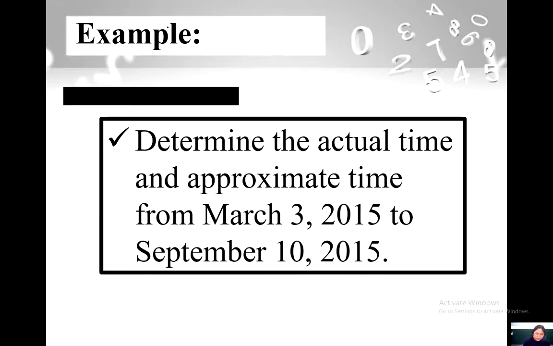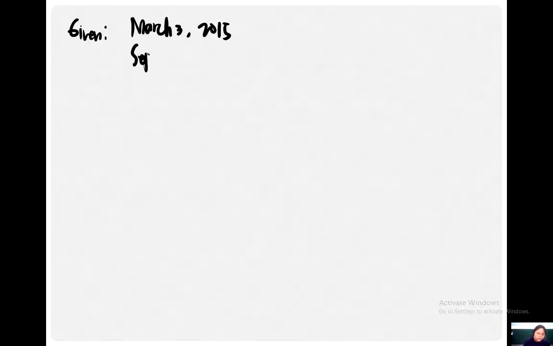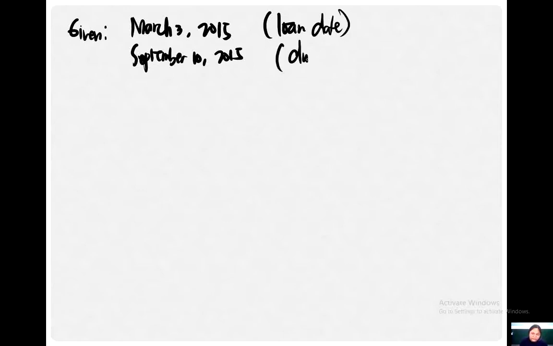So we have, that's again March 3, 2015 to September 10, 2015. So March 3 is the loan date, and September 10 is our due date.